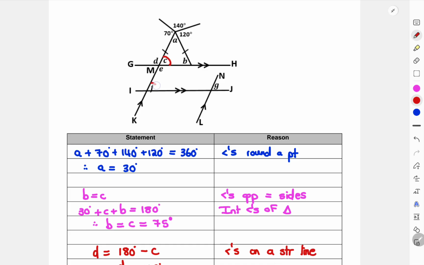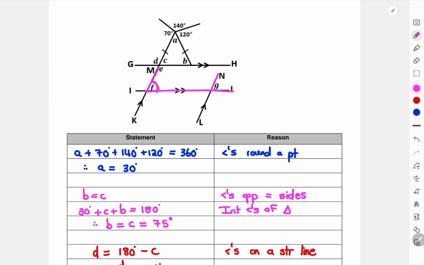F is also equal to C because of the corresponding angles, also GH parallel to IJ. So there's lots of ways to have gotten that. And then I'm going to say F is equal to G because of this F lying over here and these lines being formed here. Let me just draw it nicely. Okay, so there's your F over there.